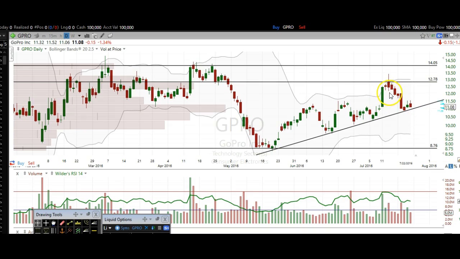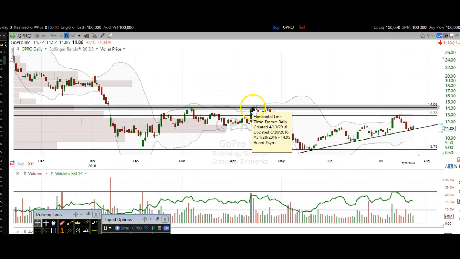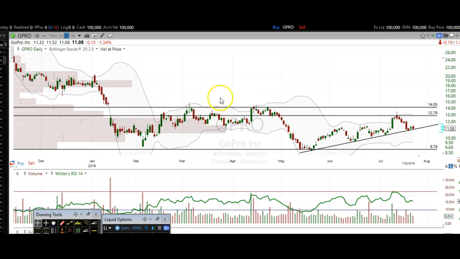Moving to the upside, if we end up bouncing, we've got resistance in the mid to high 12s right here, as well as up here in the $14 range. So we've got the highs of these candles right here, the lows of these few candles, and then the $14. You can see that we've got several candles over here and over here where that was resistance as well.